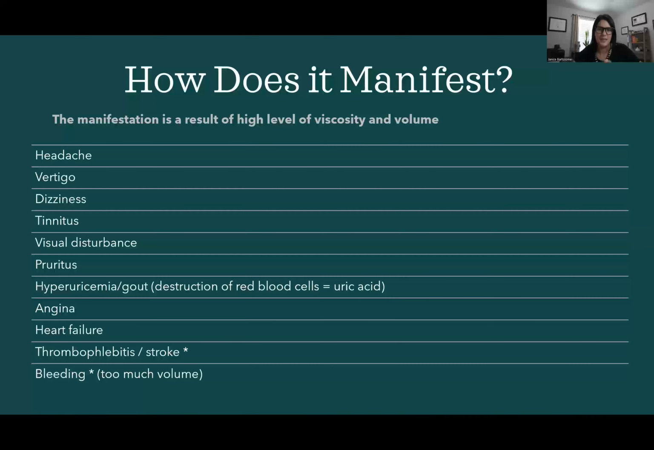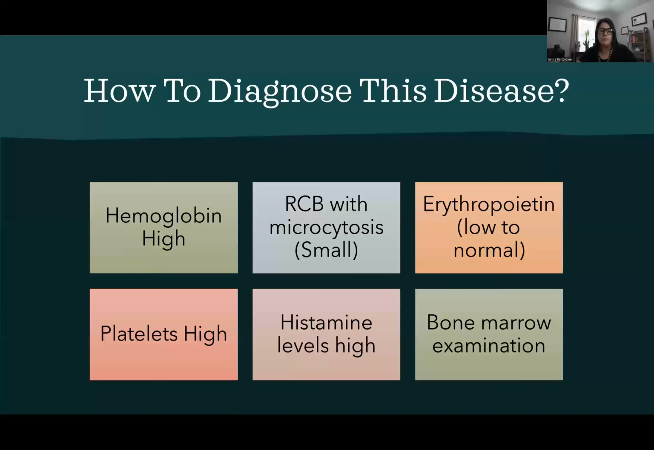And the bleeding here, don't think, well, I have lots of platelets, why would I be bleeding? Well, no, the bleeding comes from the too much volume. It just kind of explodes, and the vascular capillaries get very permeable, and so you start bleeding. You can have nosebleeds, etc. So that's where the bleeding comes from, too much volume.